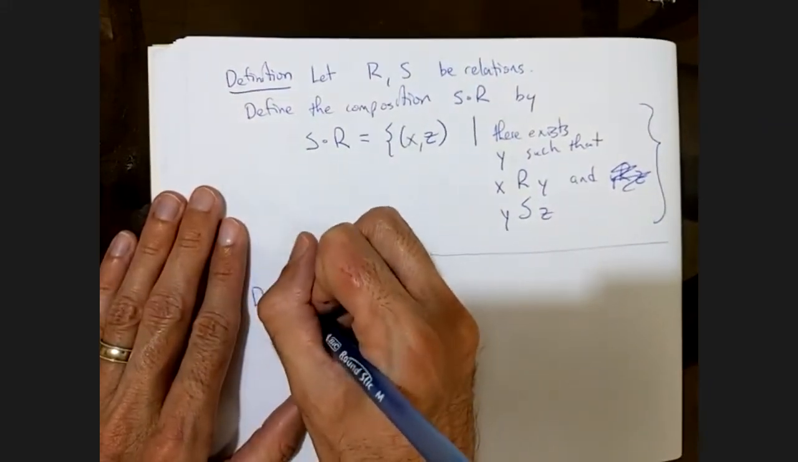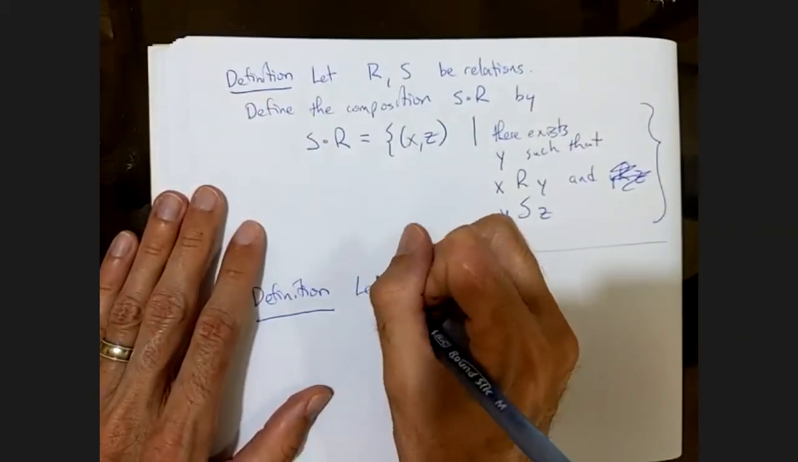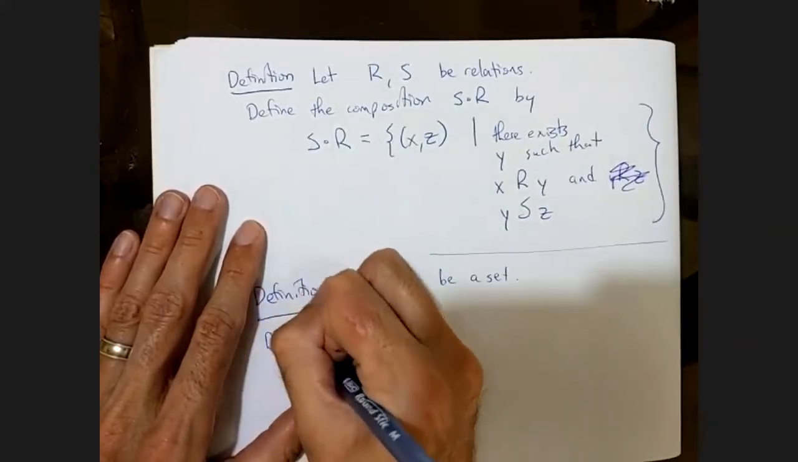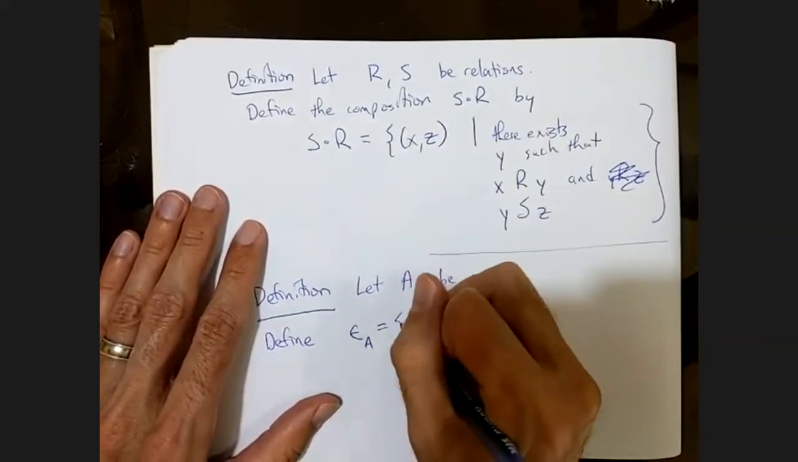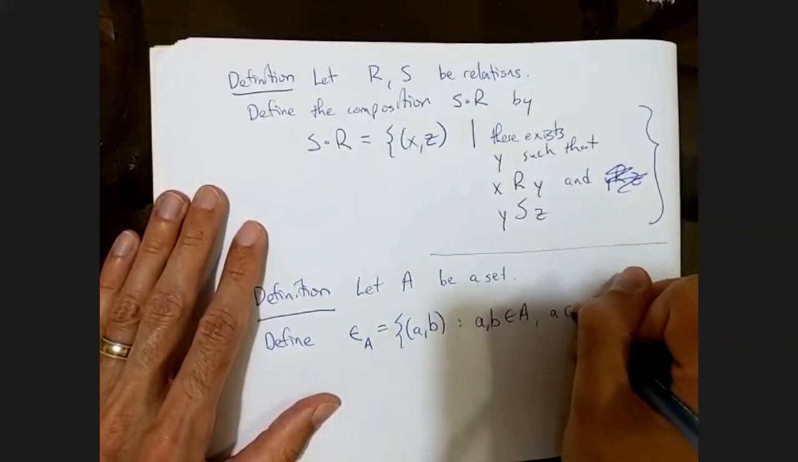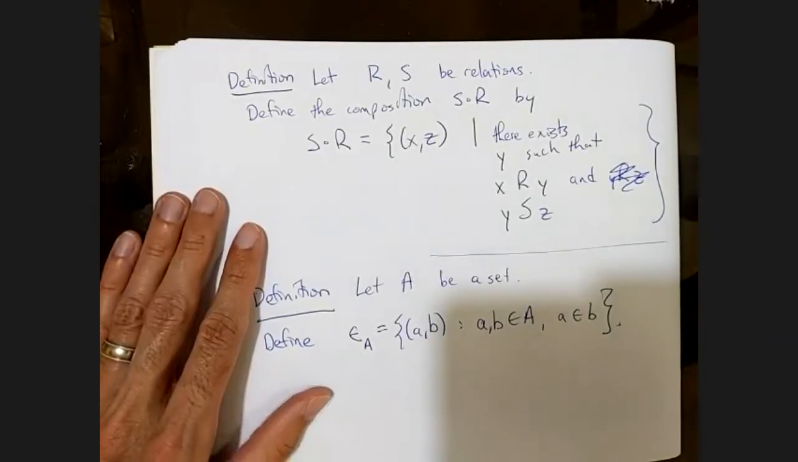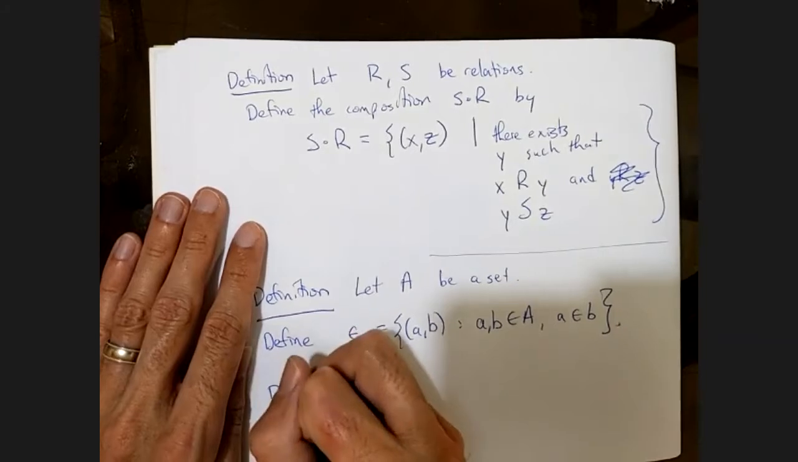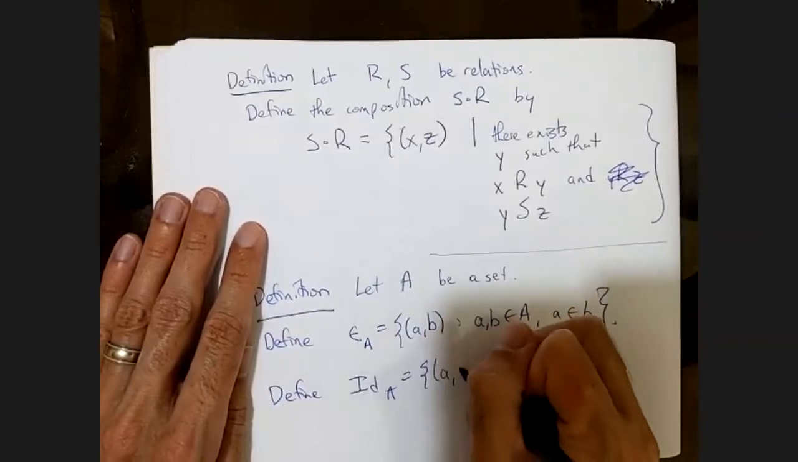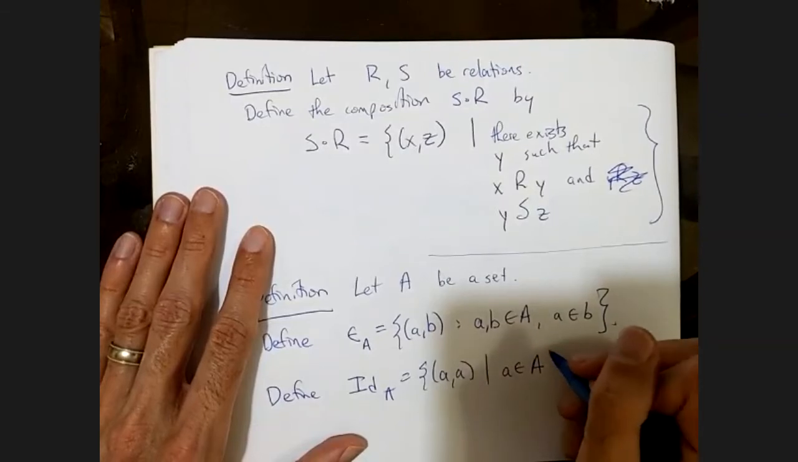Another definition. Let A be a set. Define the membership relation on A to be the set of ordered pairs (a, b) such that a and b are in A and a is an element of b. Define the identity on A to be the set of ordered pairs (a, a), where a runs over A.